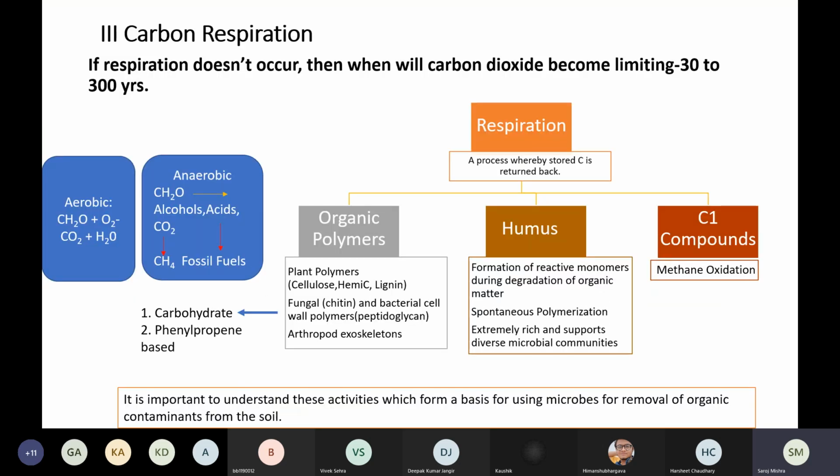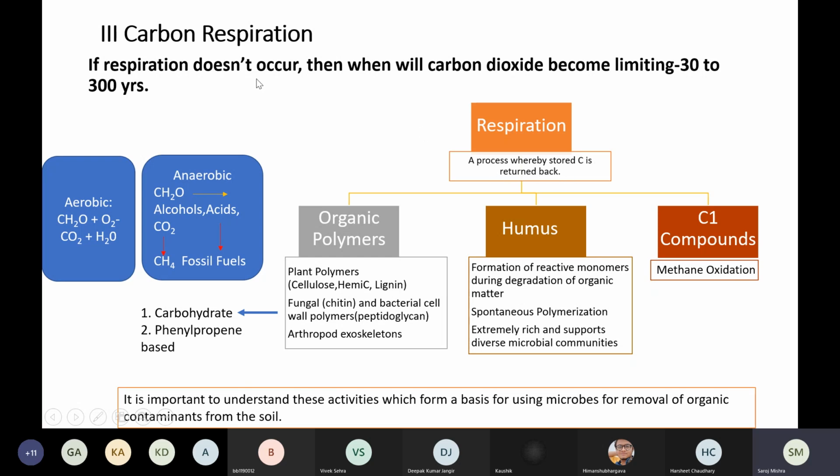So here is the third part, and I hope everybody is back here. Yes, ma'am. Okay. So now we are looking at the last leg of the carbon cycle, which we call respiration, because all this fixed carbon, which you saw in the second part, needs to be returned back in the form of carbon dioxide into the environment. And this process is called respiration. So we say that it is a process whereby the stored carbon is returned back.